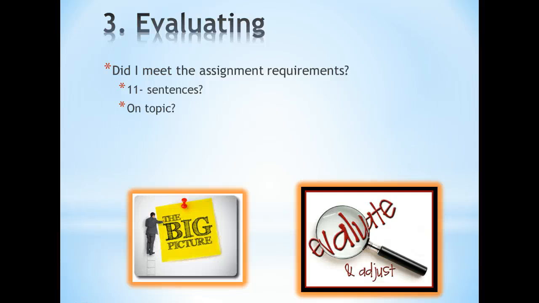First, ask yourself, did I meet the assignment requirements? For the museum blog assignment, you're required to have 11 sentences, and it has to be on topic. You are given the topic to persuade someone to see a certain exhibit at the museum. I think we've done that in this paragraph.